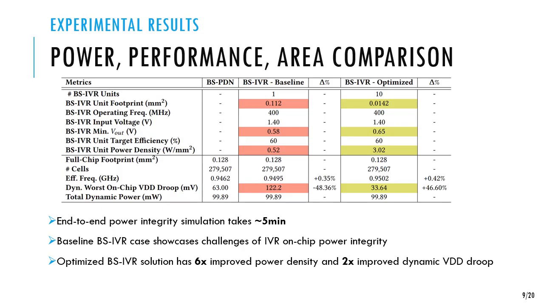In fact, we also see increased power density gains for a given target efficiency of about 60%. And we also meet our dynamic IR drop requirement for the optimized case, which is 10% of VDD. Both IVRs are operating at 400 megahertz. So the end-to-end power integrity simulation takes about 5 minutes compared to full end-to-end SPICE simulations, which would take significantly longer, especially since we're working with 300,000 standard cells for this single core configuration.